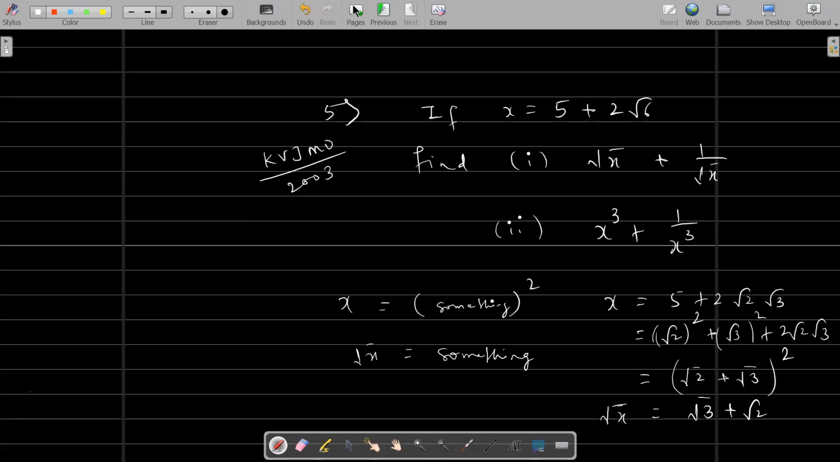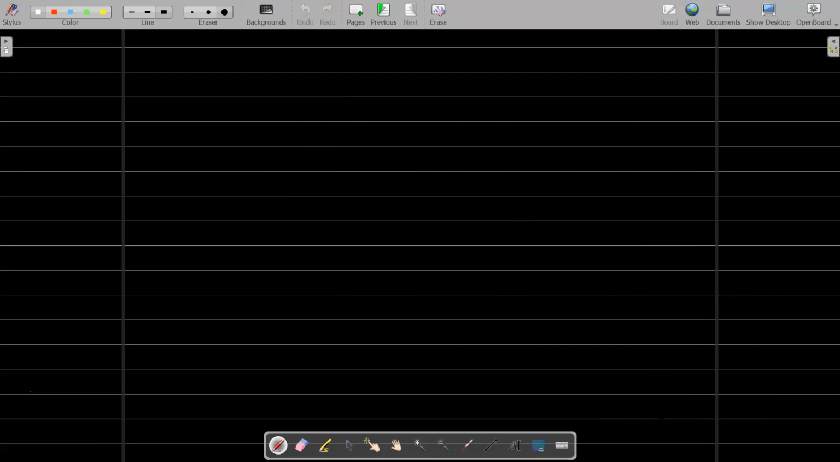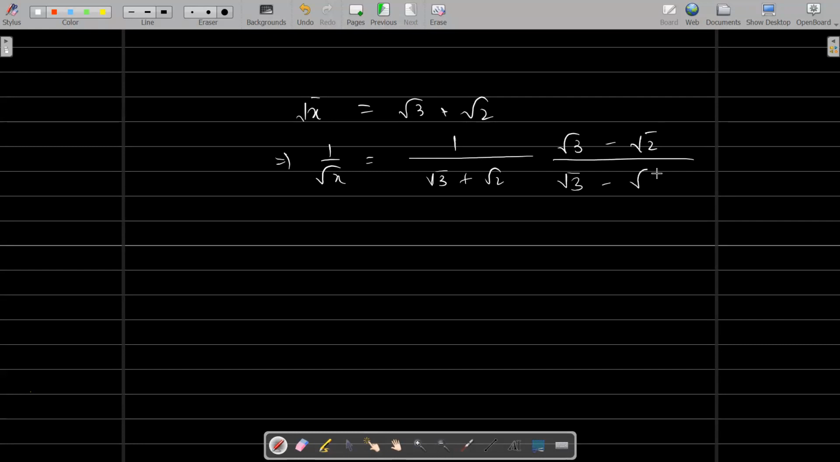Okay, shall I go to the next page now? So root x is root 3 plus root 2. And therefore, 1 by root x is 1 by root 3 plus root 2, and multiply and divide by root 3 minus root 2. So that is root 3 minus root 2. So this implies root x plus 1 by root x turns out to be 2 times root 3, right?